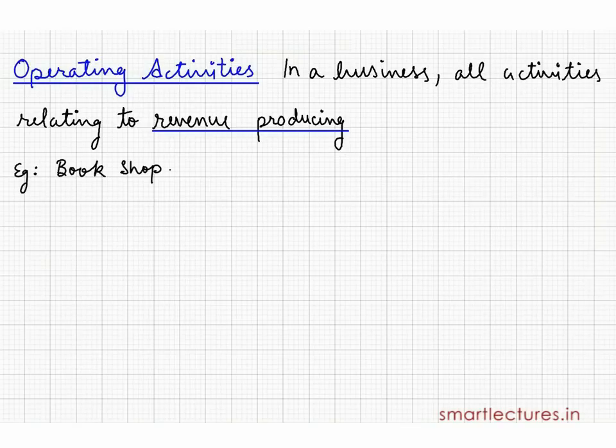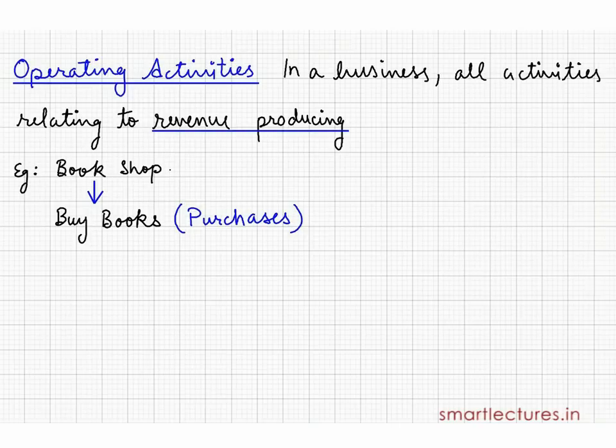For example, you are running a bookshop somewhere. Naturally, to make the profit, you will have to buy the goods. I mean to say, you will have to buy the books. So purchases are operating activities, because if you don't buy the goods, how will you sell it? If you don't sell the goods, how will you make the profits? So all purchases are operating activities.